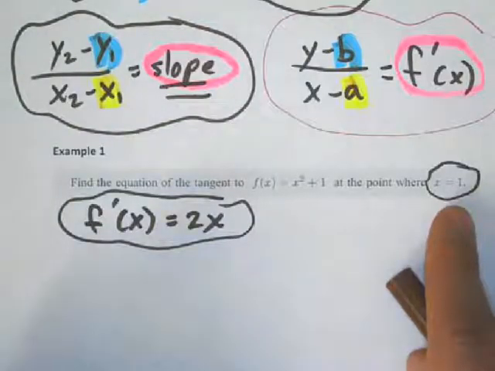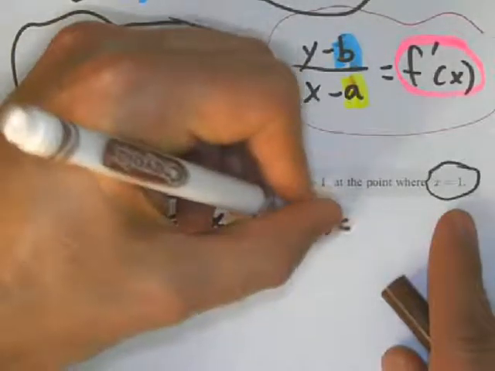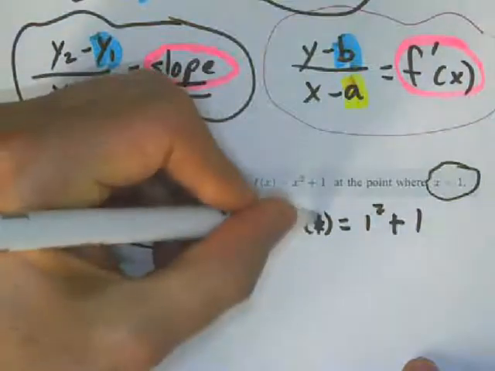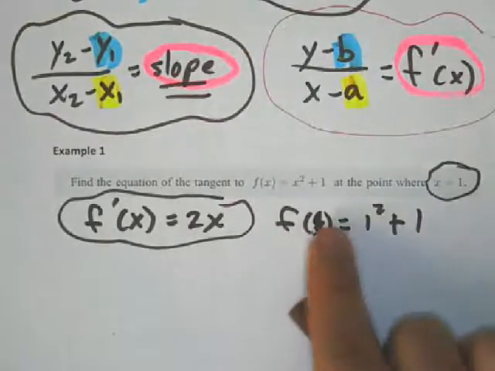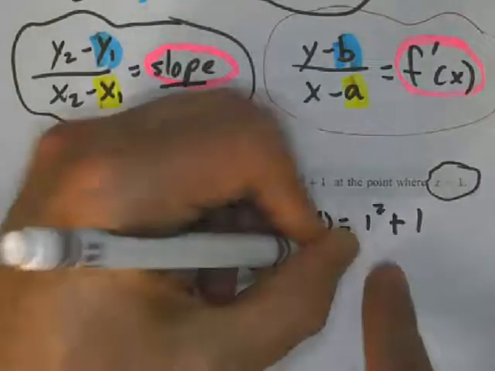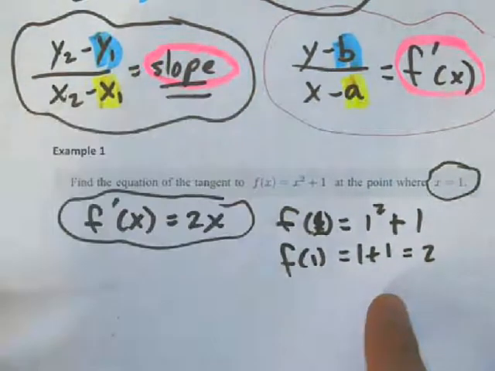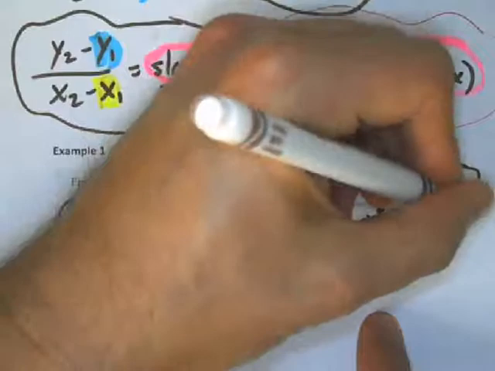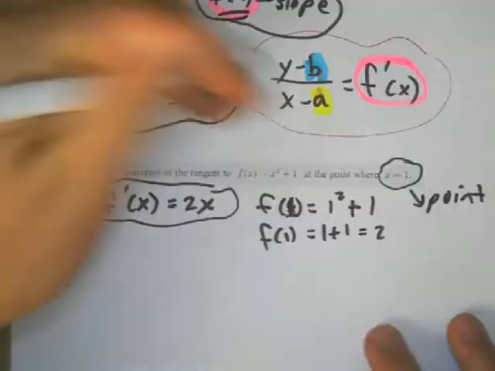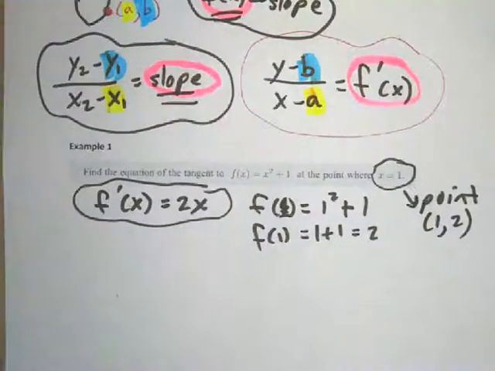So we need to figure out the y value at this point. So when x equals 1, we get 1 squared plus 1. That's from this equation here. And then I get 1 squared is 1. 1 plus 1 equals 2. So that means this point is 1, 2.